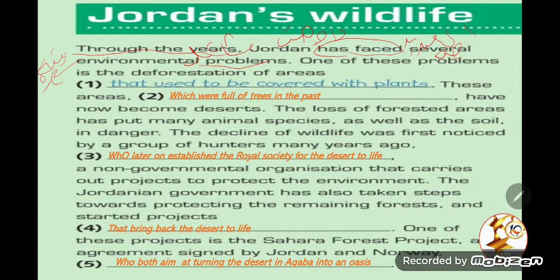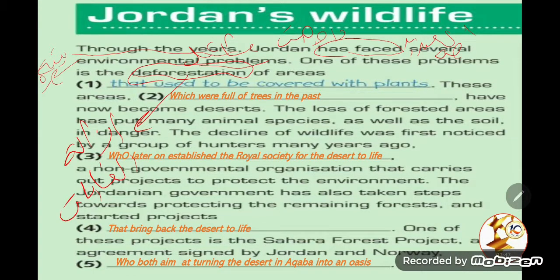طيب now the writer is going to tell us about what? Is going to tell us about these problems. So one of these problems is the deforestation of areas. طيب هلا رح تيجي تحكي لي ايش يعني deforestation؟ deforestation يا همس اللي هي إزالة الغابات. إذا كلمة النون deforestation معناها إزالة الغابات.